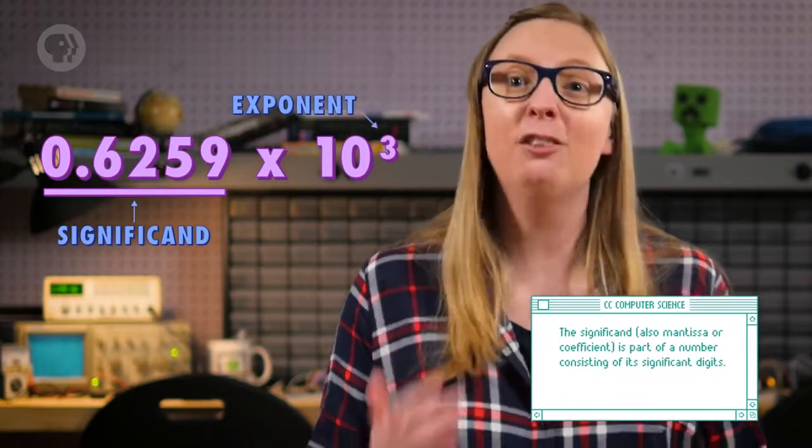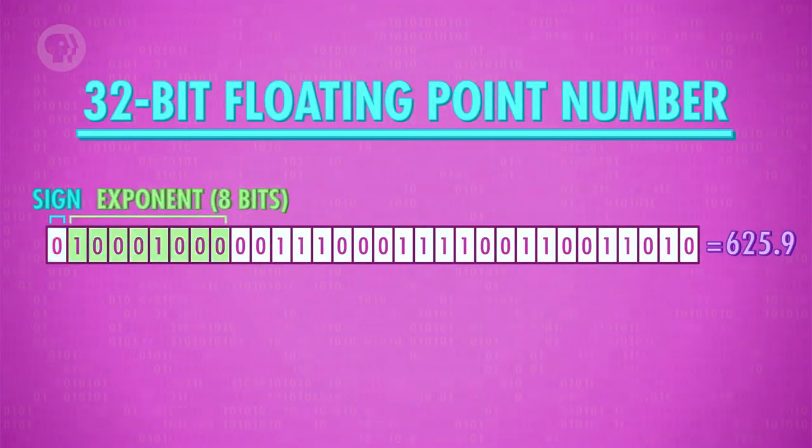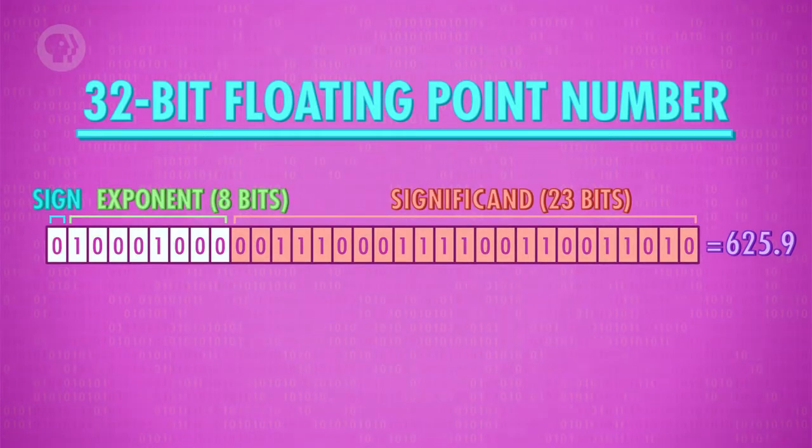In essence, this standard stores decimal values sort of like scientific notation. For example, 625.9 can be written as 0.6259 times 10 to the power of 3. There are two important numbers here. The 0.6259 is called the significand, and 3 is the exponent. In a 32-bit floating point number, the first bit is used for the sign of the number, positive or negative. The next 8 bits are used to store the exponent, and the remaining 23 bits are used to store the significand.